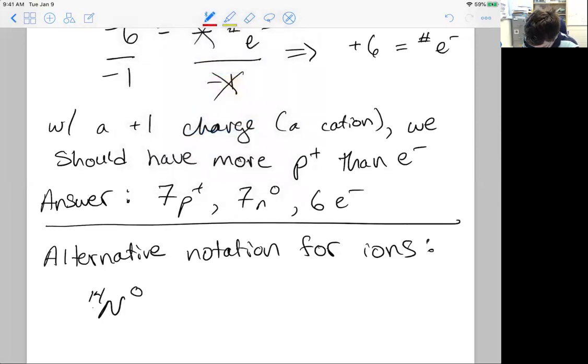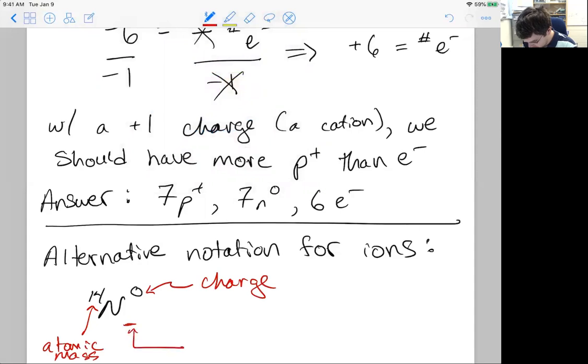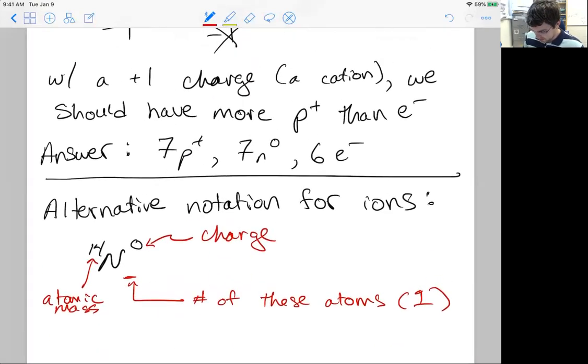Now this is an alternative notation, and what this shows is the atomic mass up and to the left, and then the charge up and to the right. And then if we needed it, which we don't in this case, this would be the number of these atoms, which is 1. For our exercises, when we're counting numbers of protons, neutrons, and electrons, it makes more sense just to stick with one atom, one example of this element.